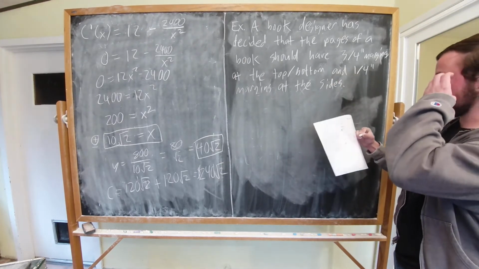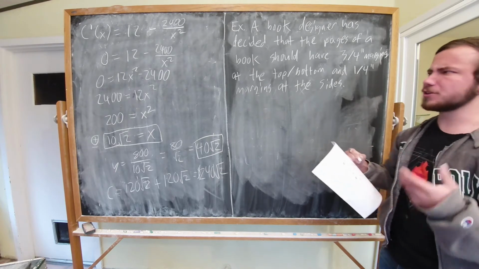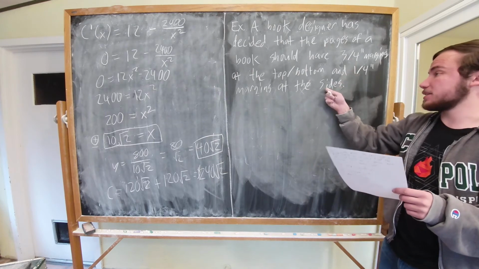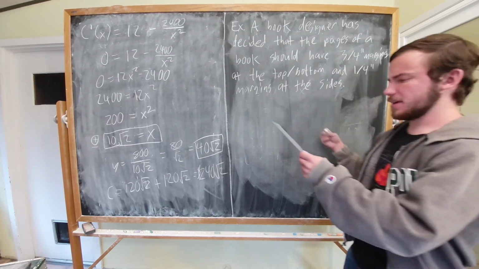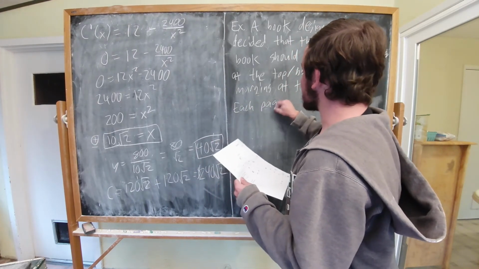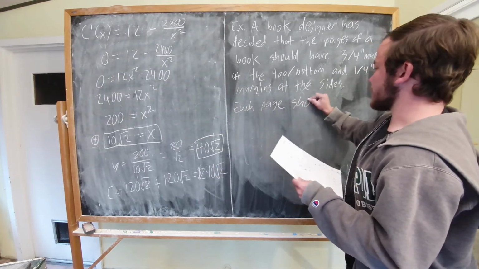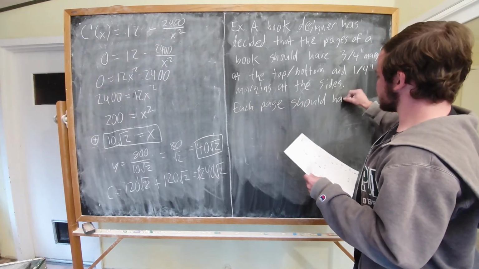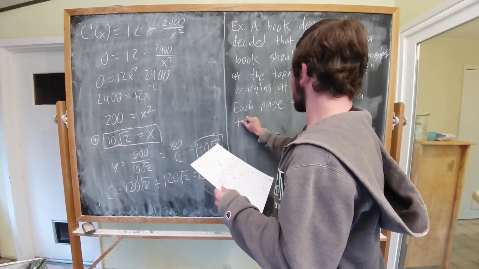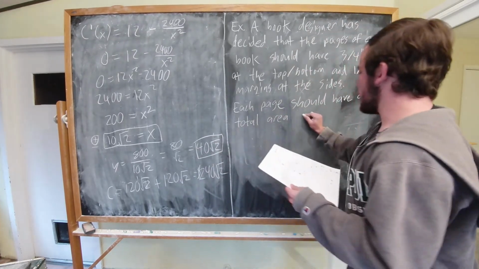Okay, so that's the pages of the book, which essentially say, okay, where's the printed area? Well, the printed area is going to have this margin on the top and bottom and this margin on the sides. But furthermore, each page, so the overall page, printed and non-printed area, should have a total area of 60 inches squared.